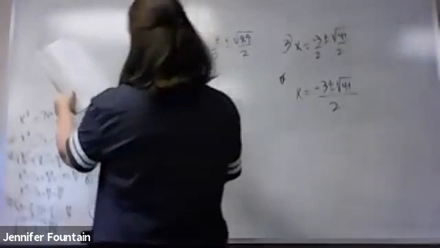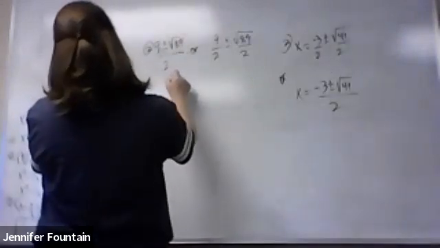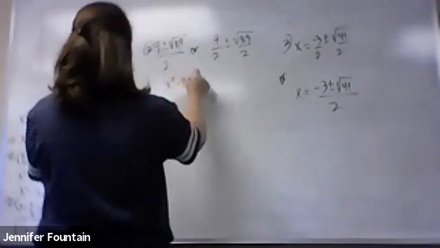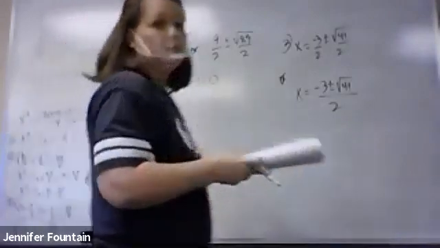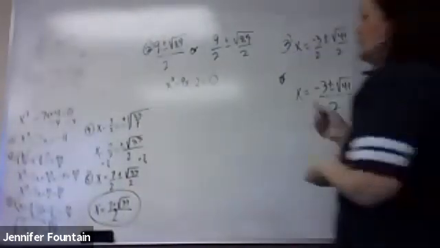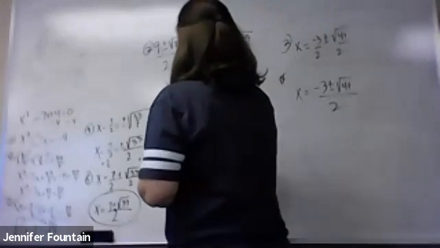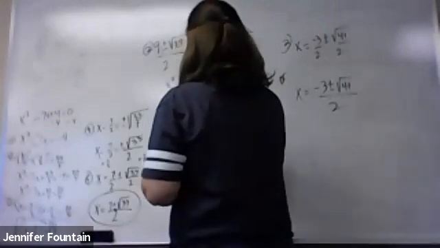So number 2, I had x squared minus 9x minus 2 equals 0. So what's my first step? Isolate c, so I've got to move 2 over by adding it. So I have x squared minus 9x equals 2.